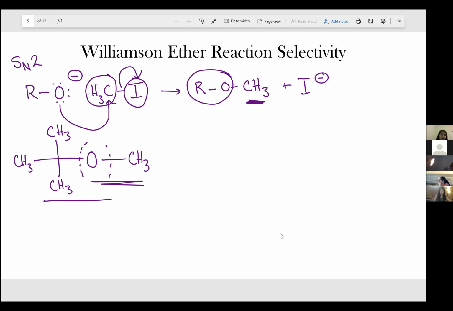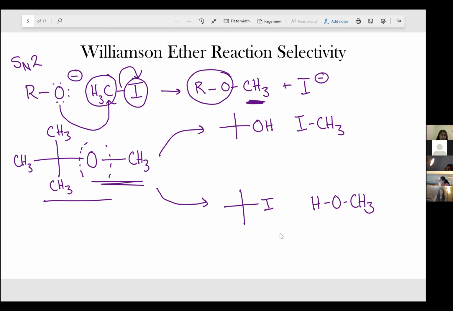Right? So let's illustrate that point. We could have something like this, where this would be the alcohol, and then our CH3, like that. Or we could have something like this, where this is our alkyl halide, and then this will be the alcohol, the HOCH3. Theoretically, they would both seem to work to synthesize this ether that we're interested in. But actually, only one of these is going to work.